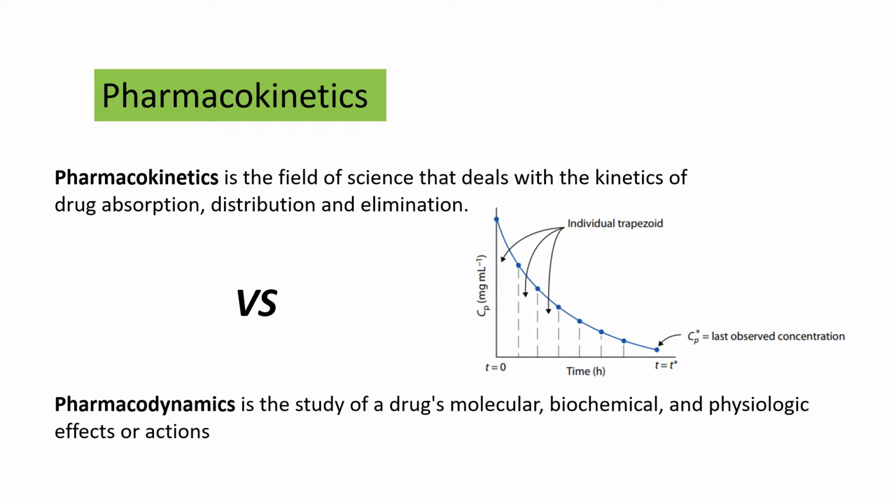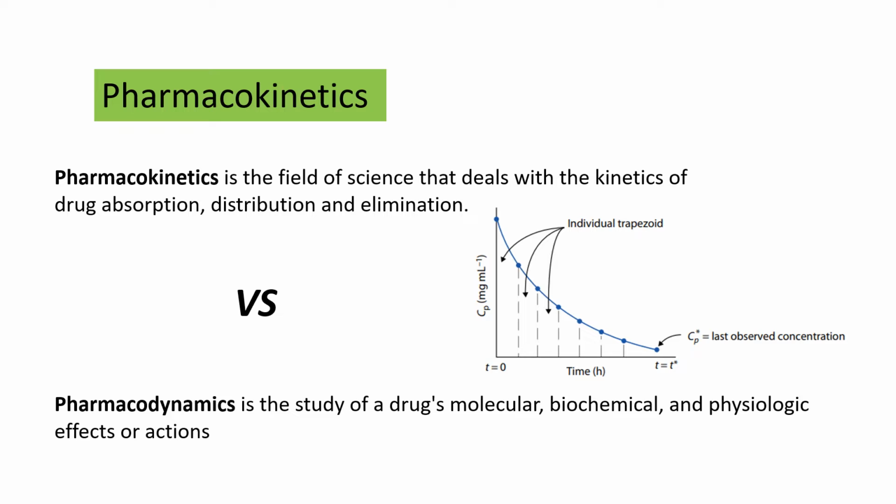So pharmacokinetics is the field of science that deals with the kinetics of drugs: absorption, distribution, and elimination. It refers to the relationship between drug concentration at the site of action and the resulting effect, including the time course and the intensity of therapeutic and adverse effects. In short, what the body does to the drug.